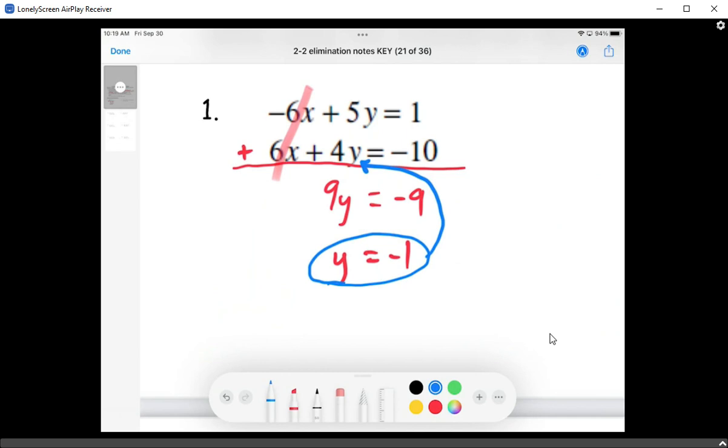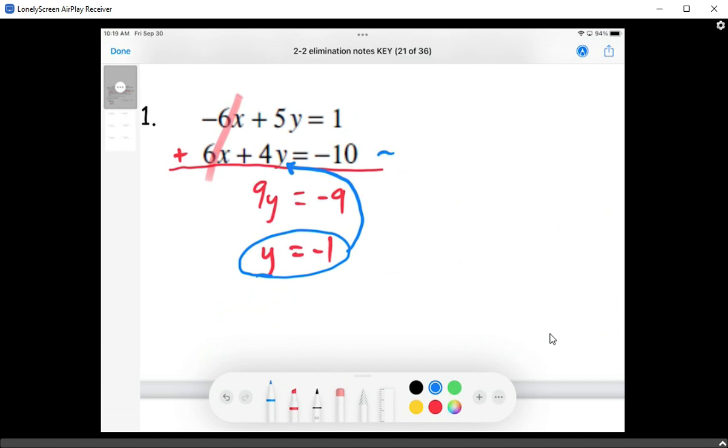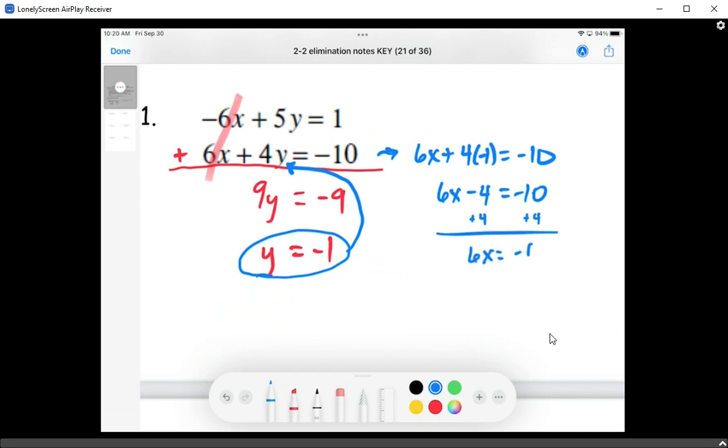I'm going to use the second equation, that bottom equation. Instead of 6x plus 4 times y, that's going to become 6x plus 4 times negative 1 equals negative 10. That turns into a pretty simple equation to solve. 6x minus 4 equals negative 10. Well, we've got to get rid of that negative 4 first, so we add 4 on both sides. And then we divide by the coefficient to get the x by itself.